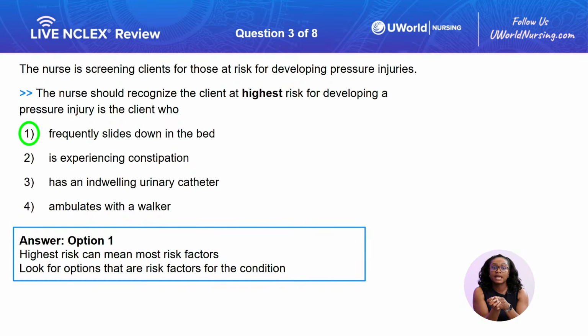And then option 4, ambulates with a walker. This is actually a good thing and probably decreases the risk entirely. If they're getting up and walking around, that's going to get that pressure off of their skin and prevent them from having that pressure injury.